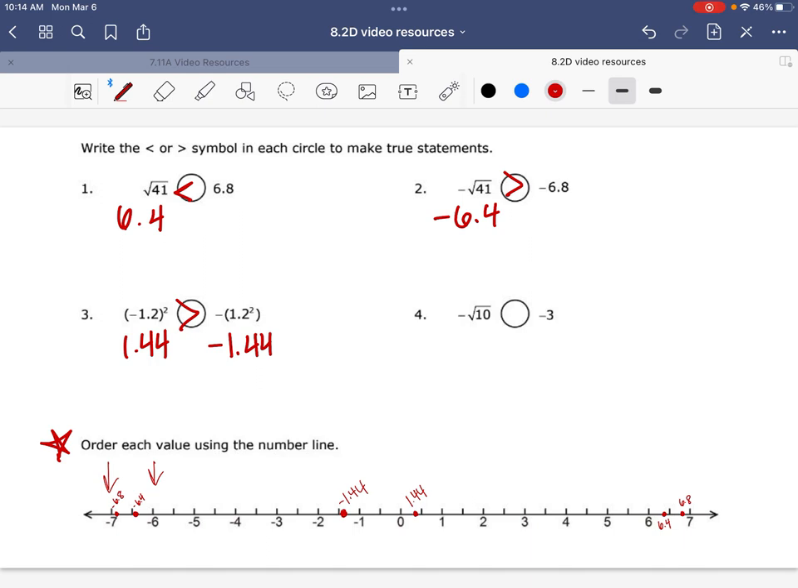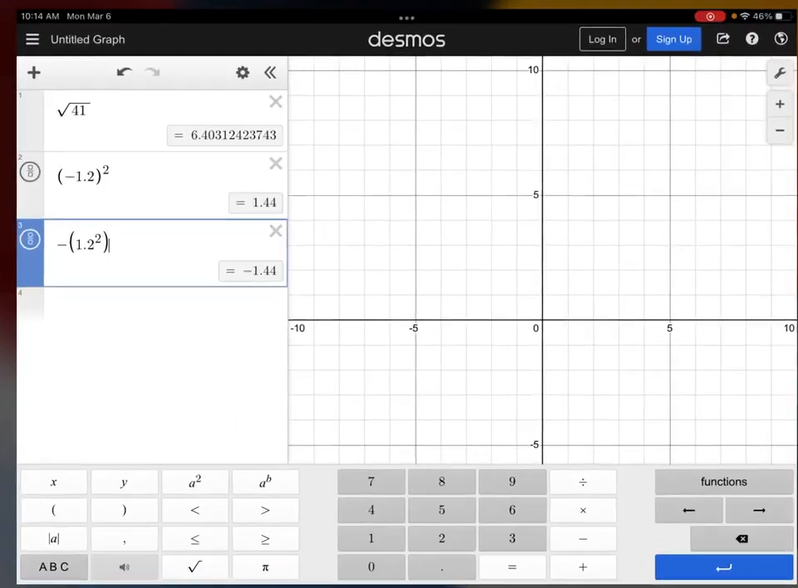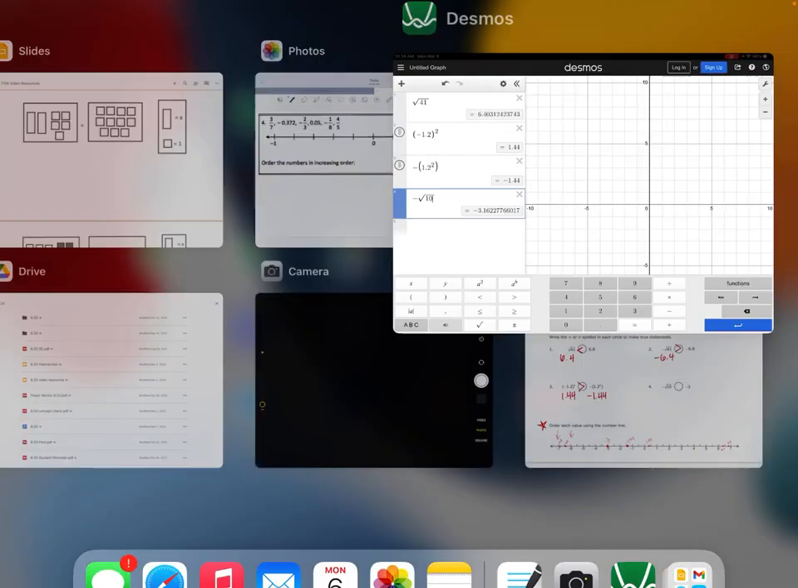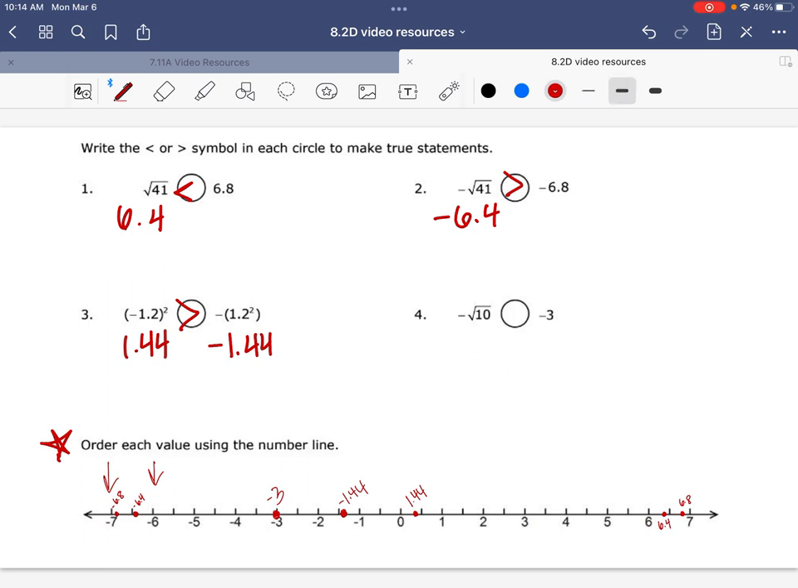And then our very last one, we have negative square root of 10, and we are comparing that to a negative 3. So I can go ahead and graph negative 3 on my number line. And now I just need to figure out the decimal approximation of negative square root of 10. So I'm going to go to Desmos and say, all right, what is negative square root of 10? And we get that that is a negative 3.16. And so I'm going to go annotate that and say negative 3.16.